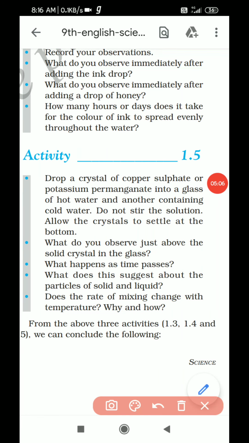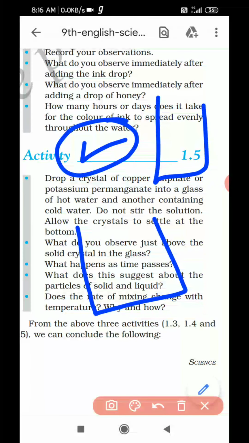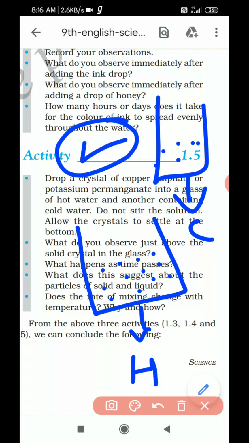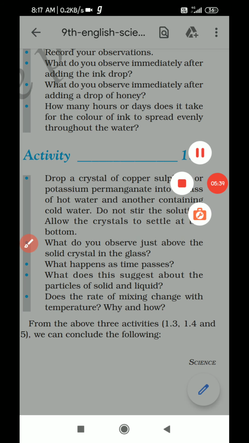Now, the third and last experiment. We are going to take two beakers again. One beaker we are going to fill with hot water. Another beaker I am going to fill with cold water. In both beakers, I am going to add potassium permanganate solution. What happens when I add potassium permanganate solution to both beakers, one containing hot water and another containing cold water? Which mixes thoroughly first? Let us see by watching another video now.